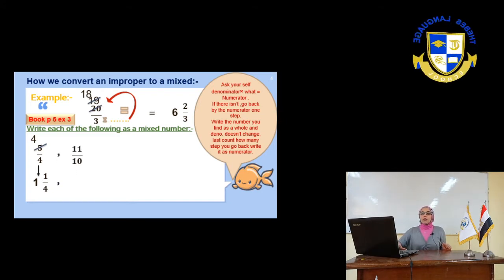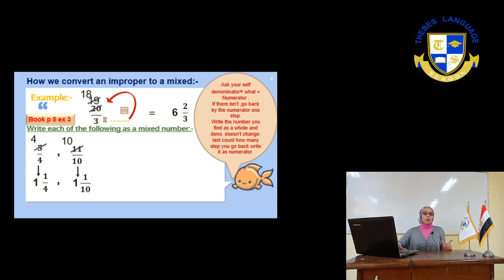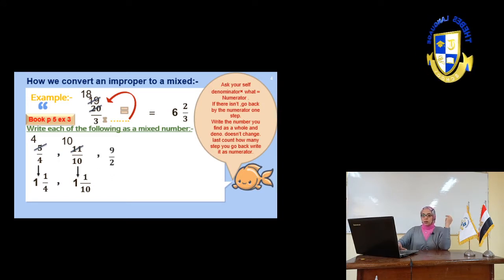Next, 11 over 10. Ask yourself, 10 times what equals 11? There is none. Go back one step. It will be 10. 10 times what equals 10? 10 times 1. So the whole number will be 1, and the denominator as it is, 10. And we went just one step. It will be 1 in the numerator. So the mixed number will be 1 and 1 over 10.